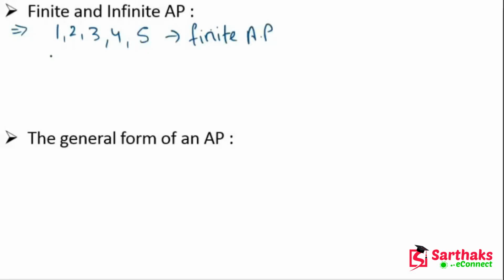Why is it a finite AP? Because there are fixed, finite numbers. In this AP there is a last number and a first number as well. So we can say this is our finite AP.